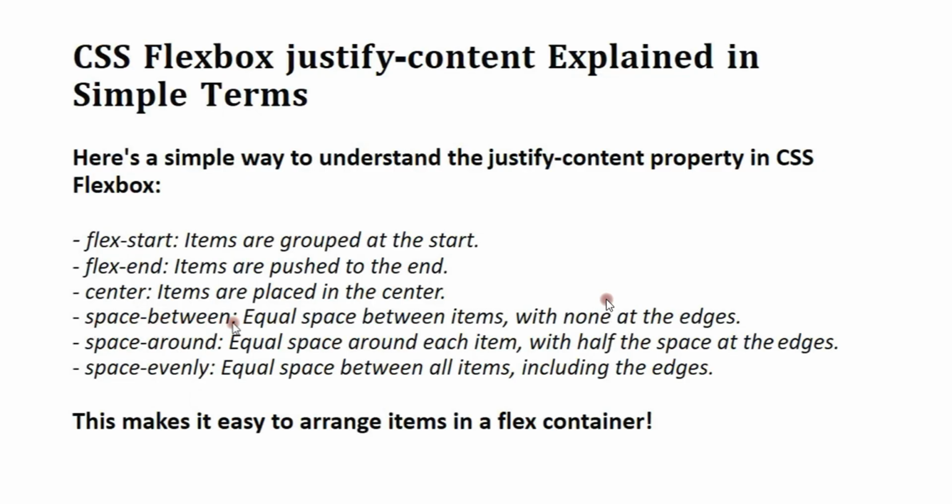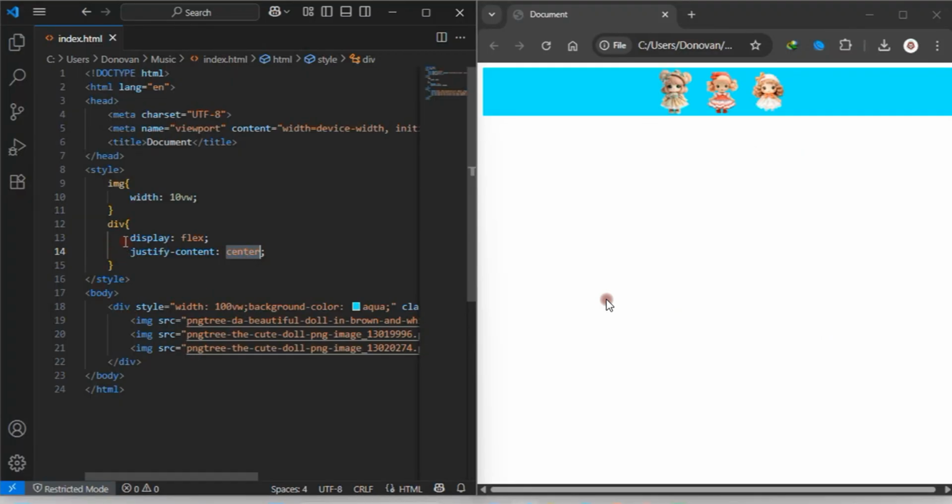Space between. Equal space between items, with none at the edges. We show the practical first with no images inside the div, so we control the div. That's why the images are arranged automatically. Now we set the value of justify content to space between. We show that and what happened. That's what happens: the 3 images have equal spaces between them.